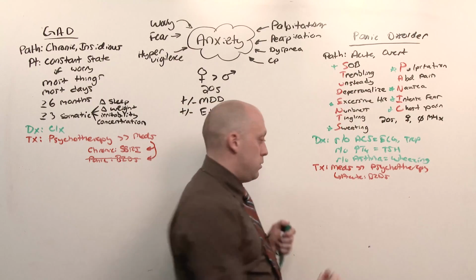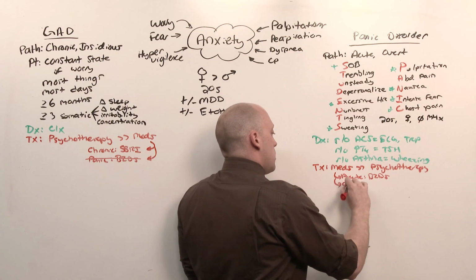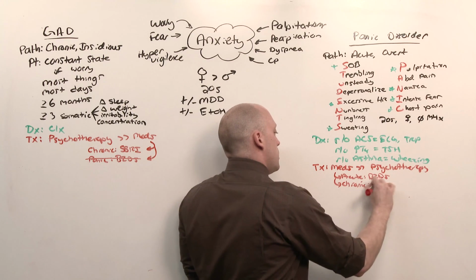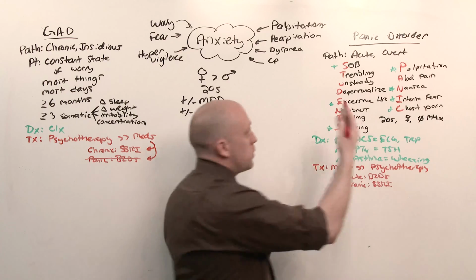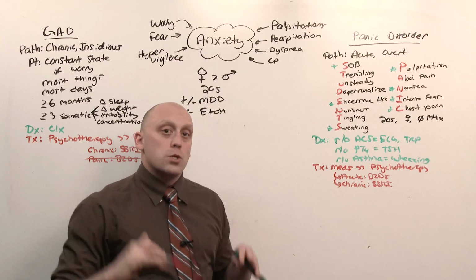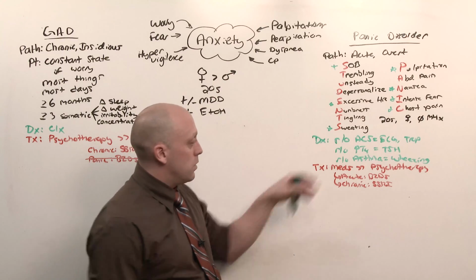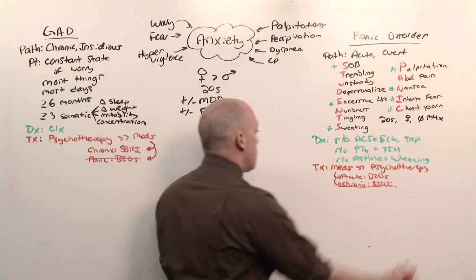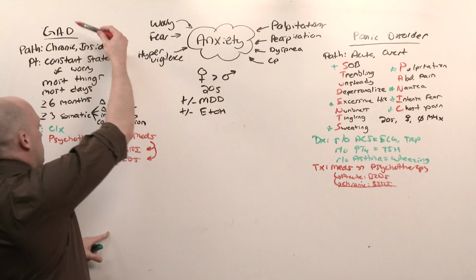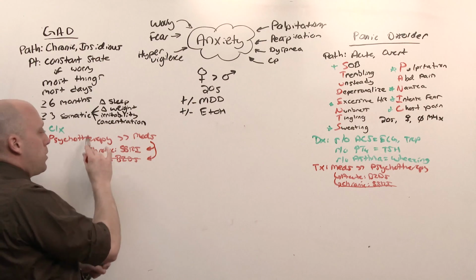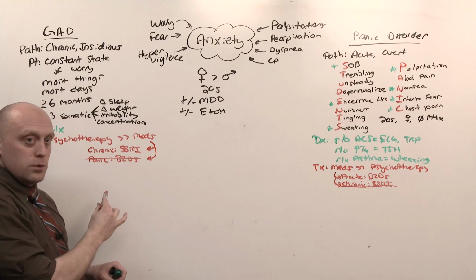And while you can use chronic medications like SSRIs to reduce the frequency of panic attacks, what I want you to learn at this level is that panic disorders are acute, use benzos. Don't use SSRIs. Generalized anxiety disorder is chronic. Use psychotherapy and SSRIs, don't use benzos.